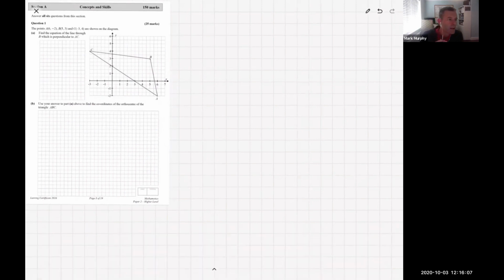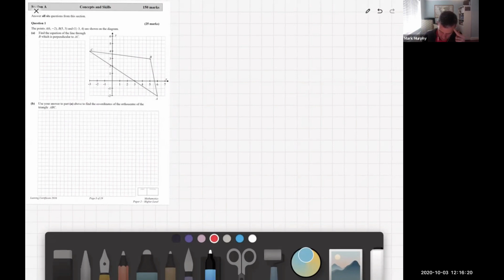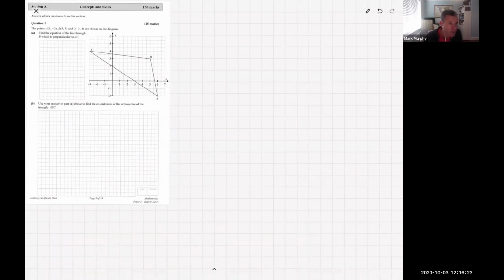Okay, so it says the points 6, -2, 5, 3, and -3, 4 are shown in the diagram, right? Find the equation of the line through B which is perpendicular to AC. So what are they asking for there? Let's read it again. Find the equation of the line through the point B, which is through this point, which is perpendicular to AC. So I'll try and draw it the best I can. That's that line, okay? That's perpendicular to that. That's all we're given.